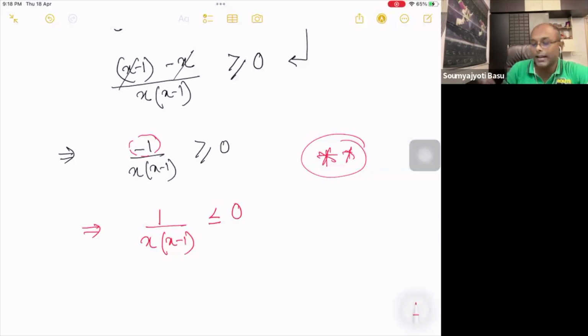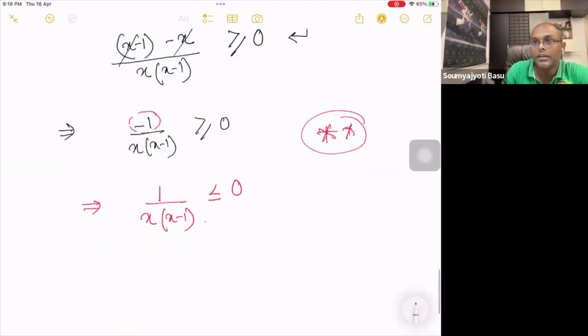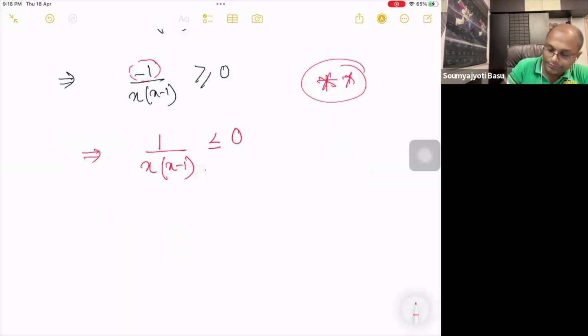Having said that, this form is still algebraic. It's not a polynomial form. How to convert it? Now think. Question. Can I multiply x square on both sides?